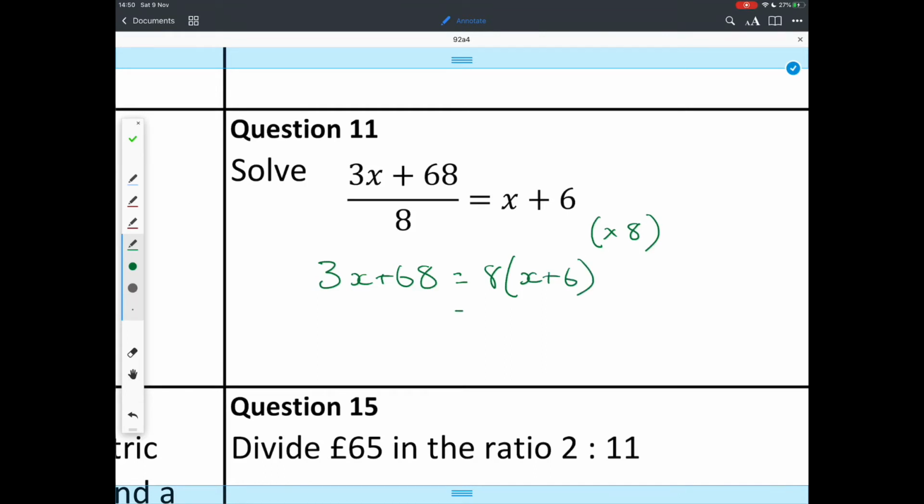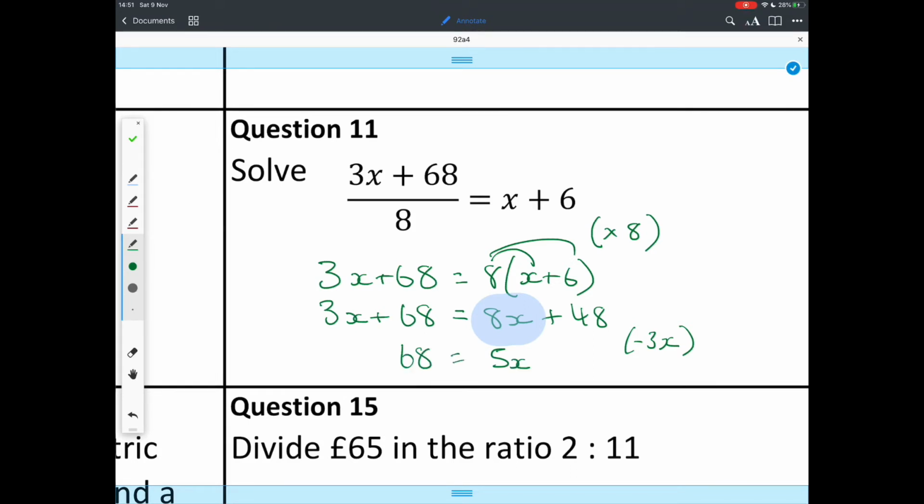I can then multiply that bracket out. So I get 3x plus 68 equals 8x plus 48. Okay. From that, I can then collect my like terms. There are more x's there. So I'm going to bring my 3x across. So I'm going to take away 3x, which will give me 5x. So 68 equals 5x plus 48.